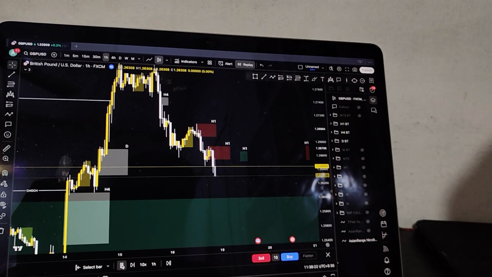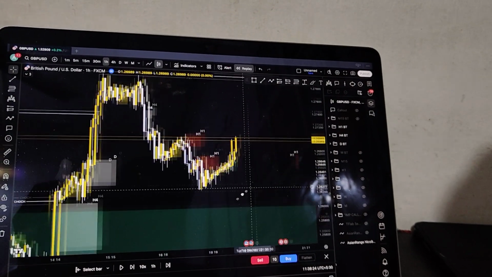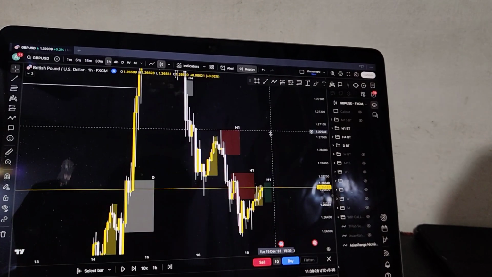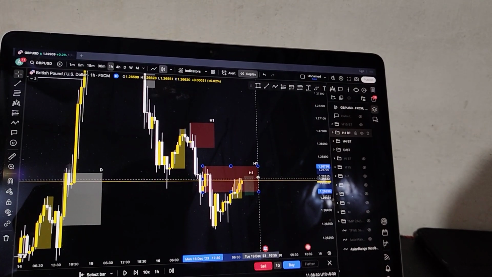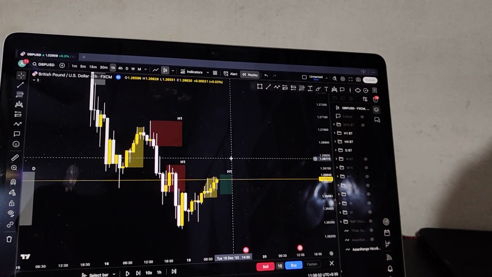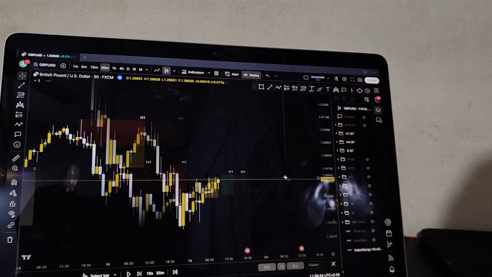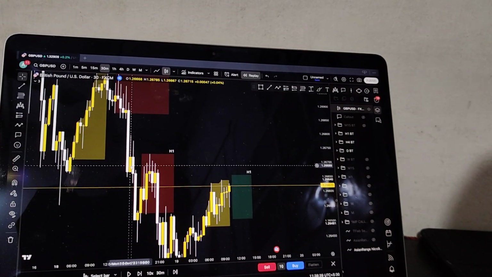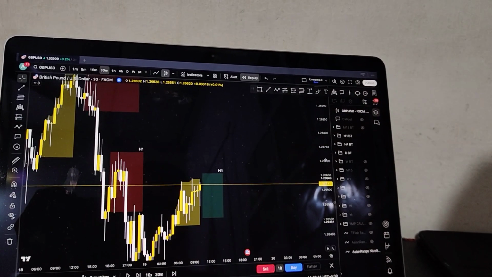And let's see what happens on Tuesday. So on Tuesday I was looking for sells from this sort of supply, which was already mitigated by the Asian range, so it was a low probability zone. Whereas on M30, if I go, there was a supply zone here which could have been respected. Let's see.